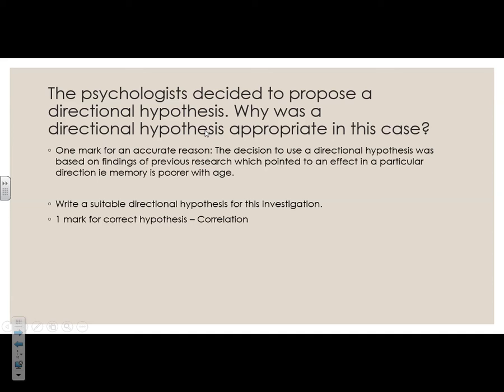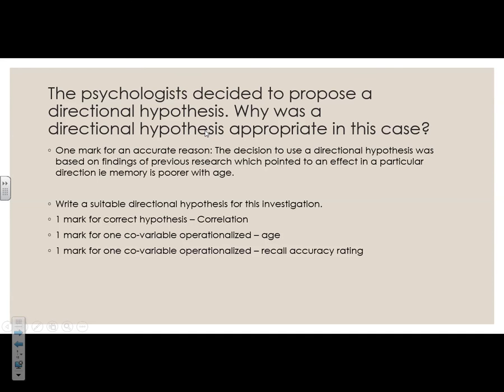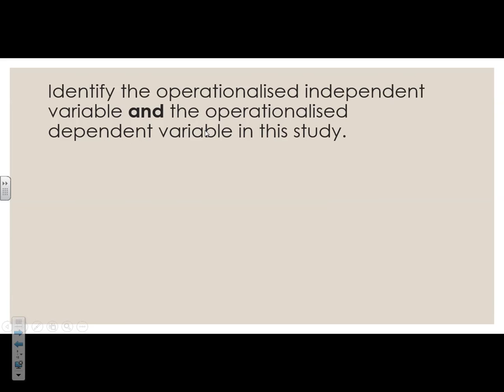1 mark for making it correlational, because it's a relationship. 1 mark for 1 covariable, age, and 1 mark for the other covariable, recall accuracy rating. So they're both numbers and specific. It's got to be directional, so there is a negative correlation between age and recall accuracy rating. Because it talks about correlation or relationship, it is correlational, and because there's previous research, you get 1 mark for saying why you've used the directional hypothesis.